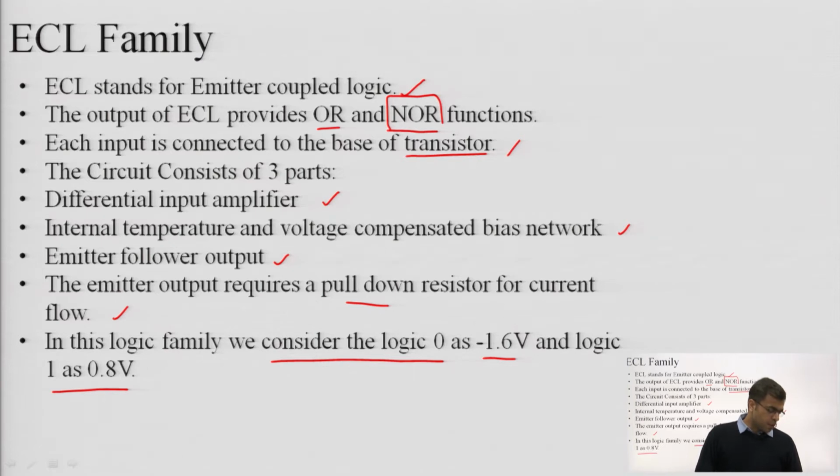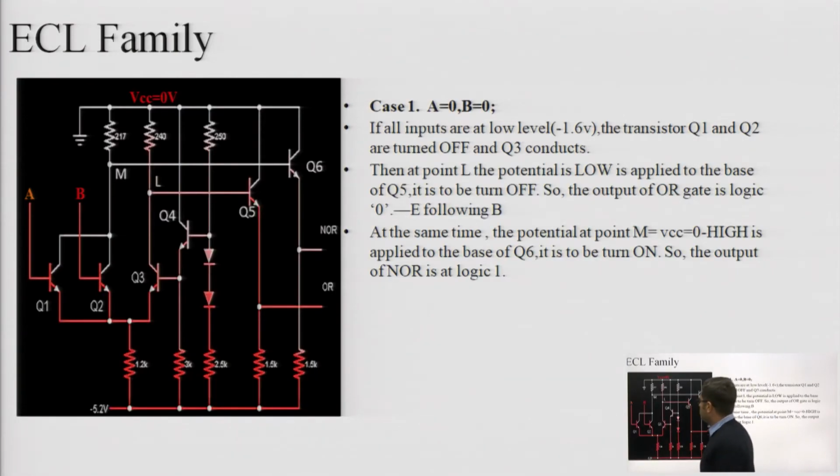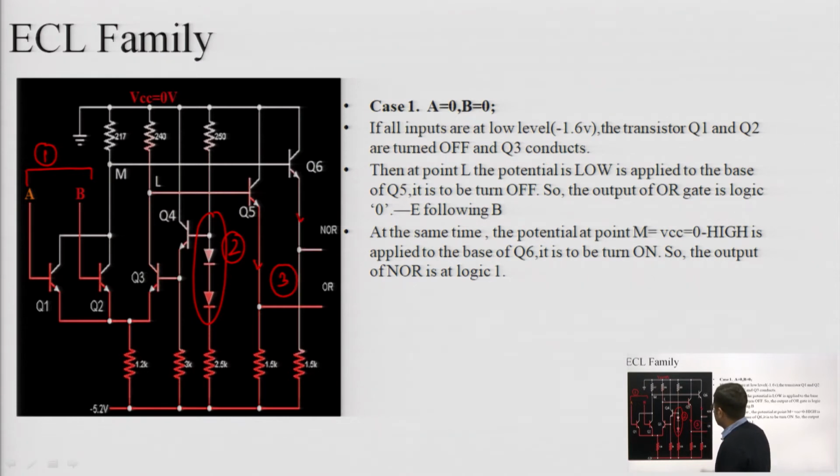Now let's move to the actual circuit of the ECL logic family, in which we will first mark these three parts: the differential input amplifier, then the compensation network, and third the emitter follower output. So this A and B is the differential pair, and this diode arrangement is the compensation network, and this is the emitter follower output. So these are the three sections of the circuit.